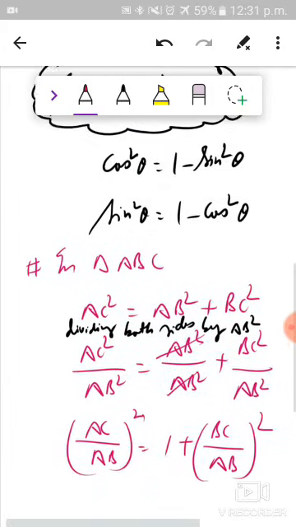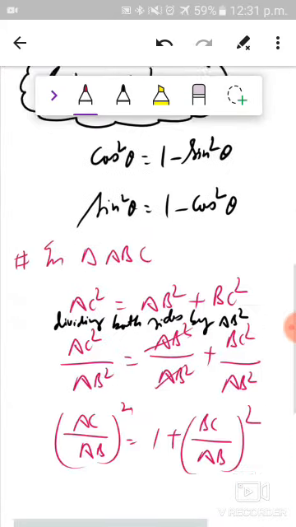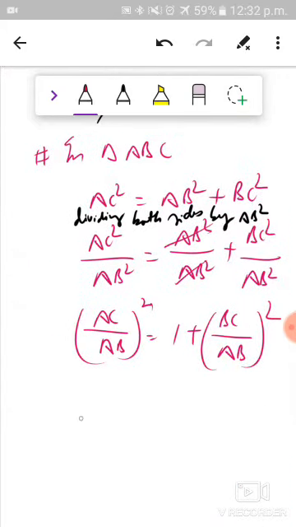That is AC by AB. AC is hypotenuse, AB is base, and the ratio of hypotenuse and base is known as sec theta. That is sec theta, and because square is here, so we'll put square. So that is sec square theta equals to 1 plus BC by AB.